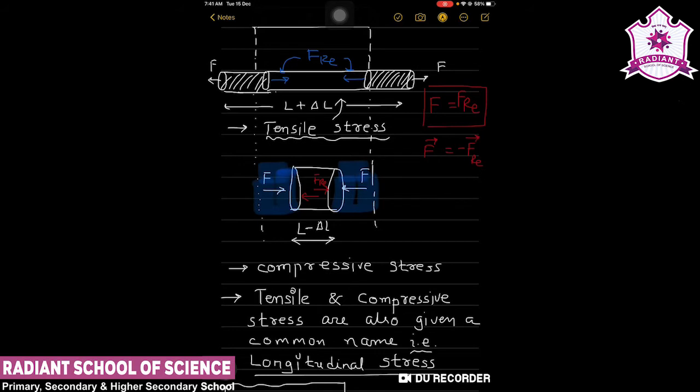Here also we have to remember that F external and F restoring are equal in magnitude but opposite in direction. So if we want to write in vector form, we can say that F is equal to minus F restoring, because they are equal in magnitude but opposite in direction.